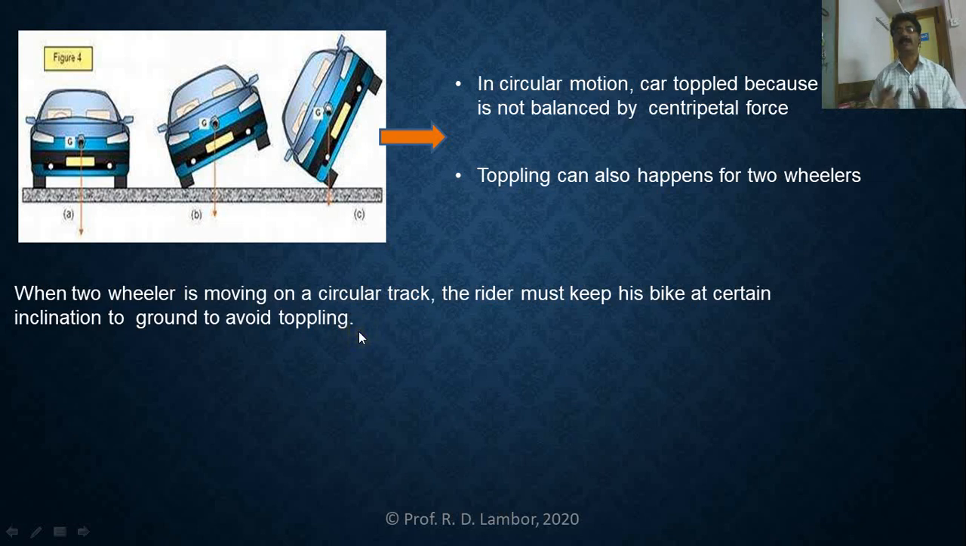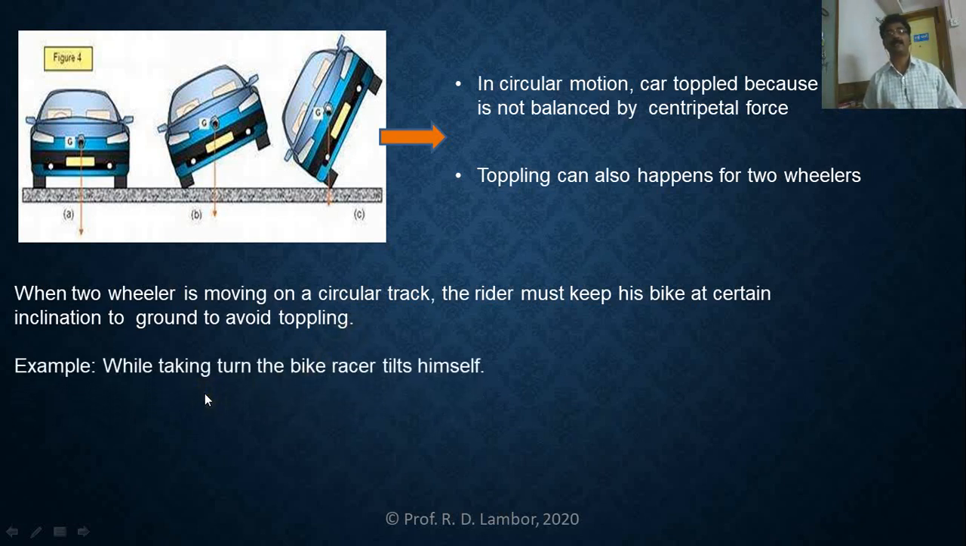That means the forces acting on that two-wheeler should be balanced at every stage of that turn. For example, while taking a turn, the bike racer tilts himself. You have seen these occasions on a number of racing tracks. And one more slide I will present to clear the concept for two-wheeler riders riding on a sharp circular track.